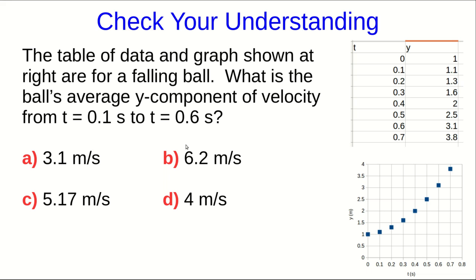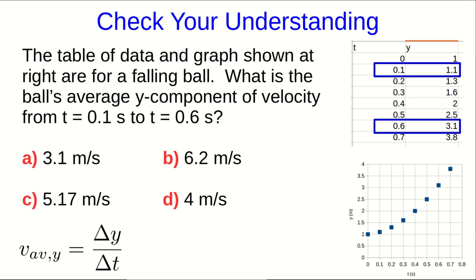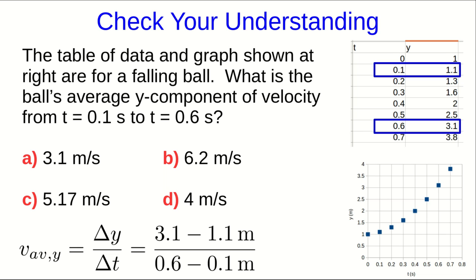Here is the question that I ended the previous part of this lecture with. What we need is to use our definition of the y component of average velocity, which is rise over run. We're working from 0.1 seconds to 0.6 seconds, and plugging that in, we have this, which gives 4 meters per second.